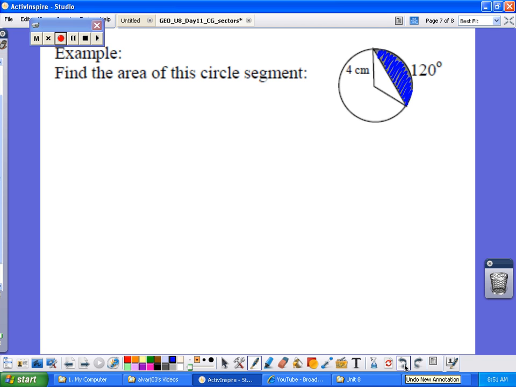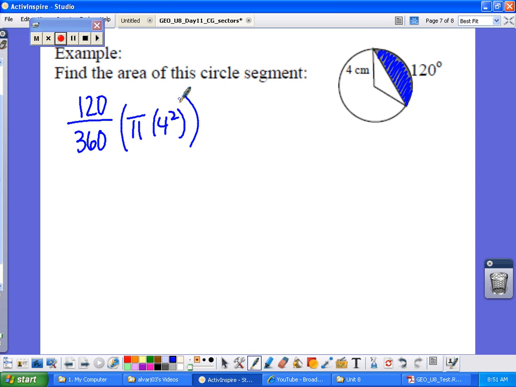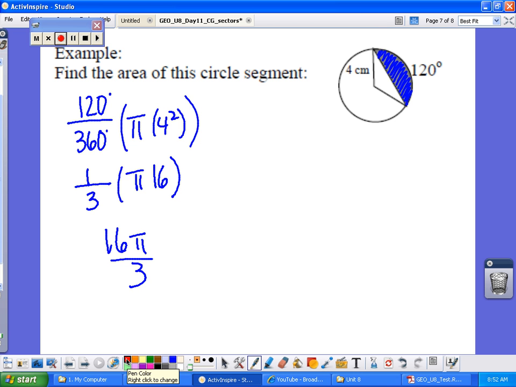Okay, so if I want to find the area of the entire sector, I would do 120 over 360, because we're not doing the entire circle, pi times 4 squared. Okay, this is the area of the circle, but I only want a fraction of the circle, and that's why I use 120 over 360 degrees. So this reduces to 1/3 pi times 16. So I'm going to write that as 16 pi over 3. But now I need to take out the triangle.